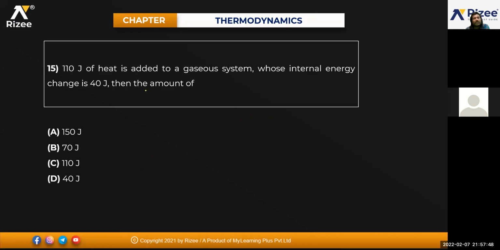Done. Next one. 110 joules of heat is being added to a gaseous system whose internal energy is 40 joules. Then the amount of work done. So heat is being given, 110 joules. I'll write it here. So tell me what will be the answer, beta? Delta Q is equal to delta U plus delta W. So delta W will be equal to delta Q minus delta U. Delta Q is 110 minus this one, 40. That will be equal to 70 joules. A direct question.